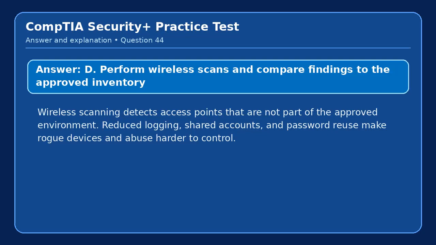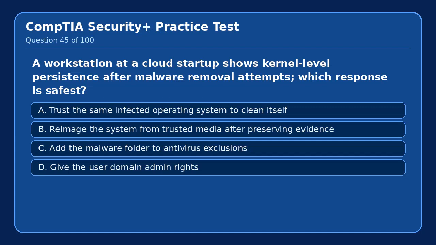Question 46. Which tool category helps a manufacturing plant detect suspicious process behavior across endpoints? A. Analog modem. B. Label printer. C. Cable donor only. D. Endpoint detection and response. Take a moment to choose your answer.